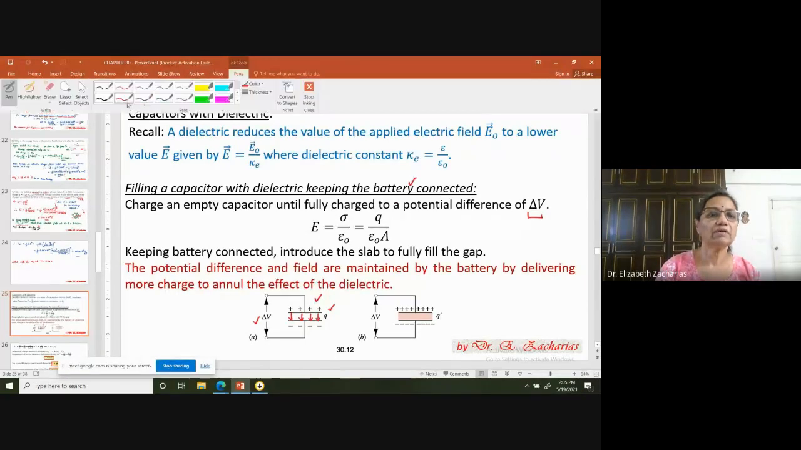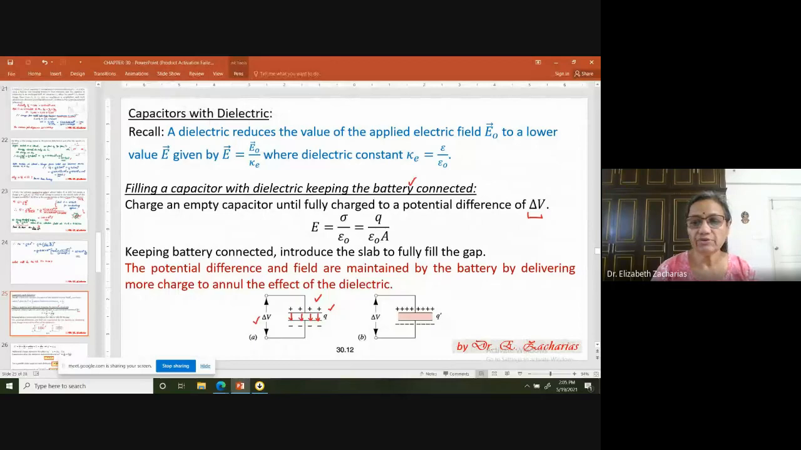When you do that, let's see what happens. This is the dielectric slab which you have put to fill the space. You're going to see that the potential difference and the field, after all, field is equal to potential difference divided by the distance. So the potential difference and the electric field will be maintained by the battery.